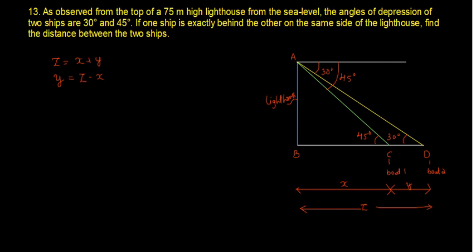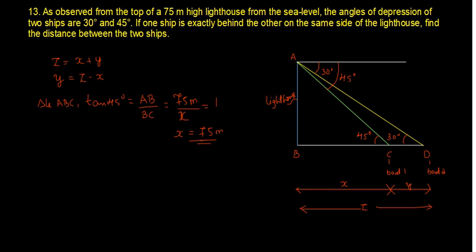So I will apply it for triangle ABC first. For triangle ABC, tan 45 is equal to AB divided by BC. AB is known, that is 75 meter. In the question the lighthouse height is given, and BC is unknown, and we will write BC as x, and we know that tan 45 is 1, so x is nothing but 75 meter. We will directly get it. Now x is what we have got.